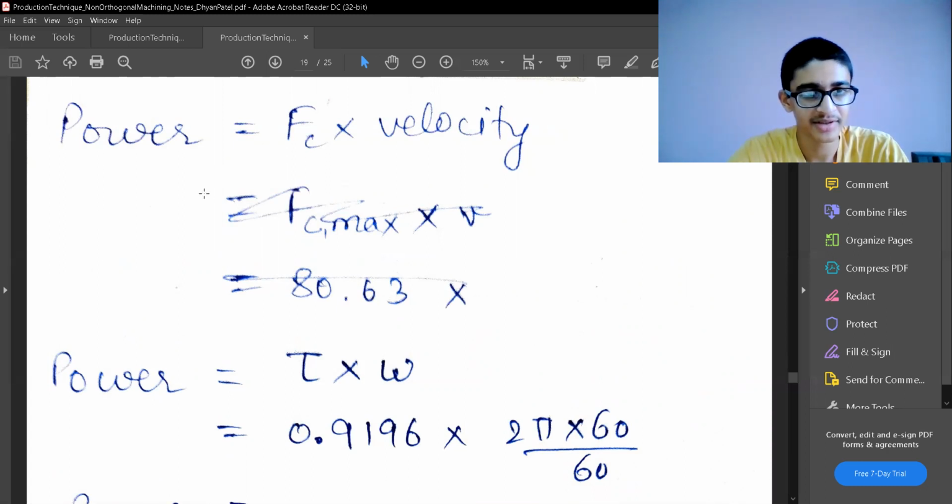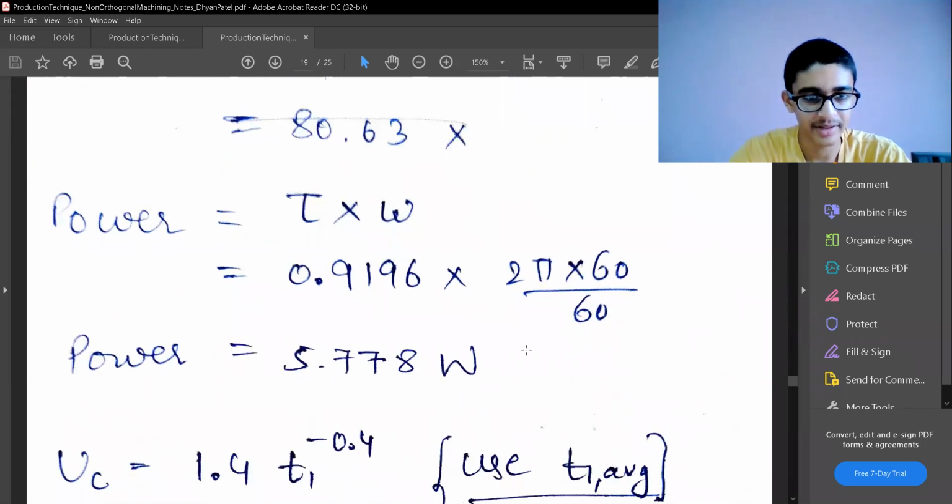I have been directly using this. So my power will be Fc into velocity, and Fc is known, and speed is known. So I'll get the values of power required. Now this was one of the approaches where I use my Merchant's theory. Now in the second approach, I will be using the energy approach.